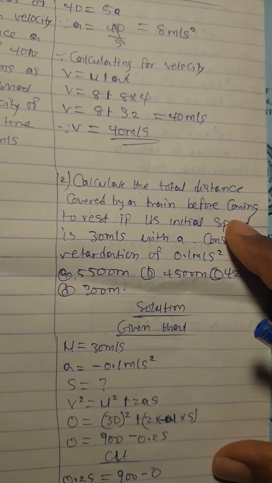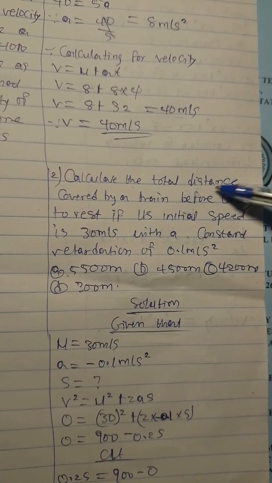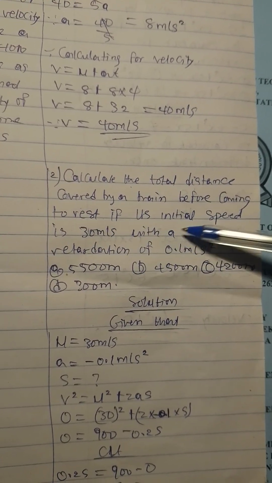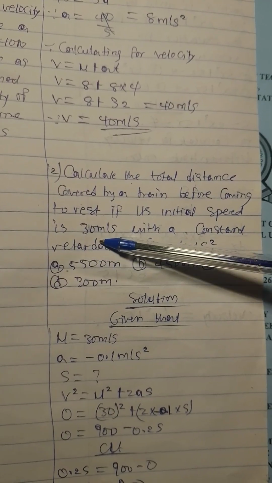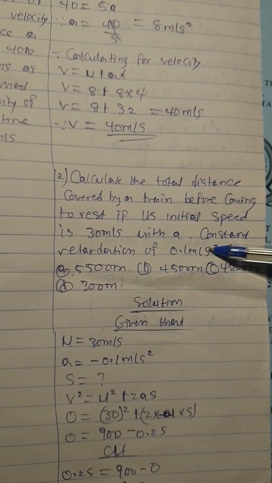Very simple. Now we have question number 2. We have to calculate the total distance covered by a train before coming to rest if its initial speed is 30 meters per second with a constant retardation of 0.1 meters per second squared.